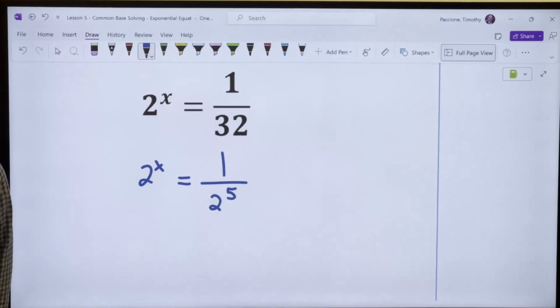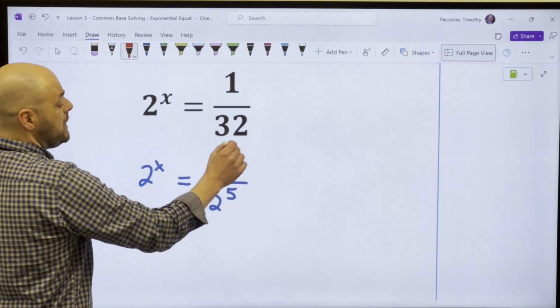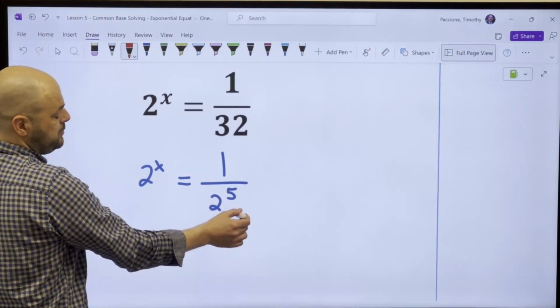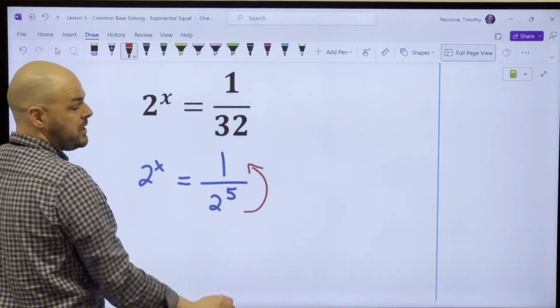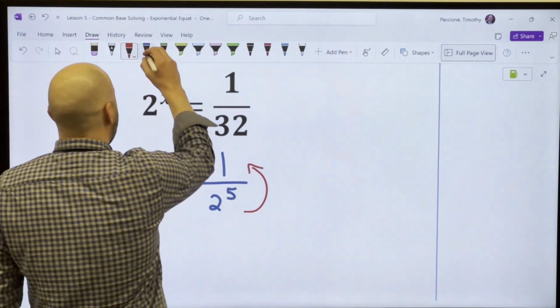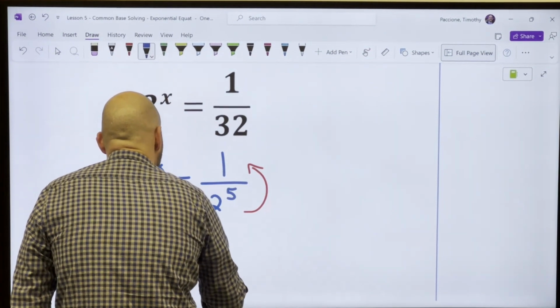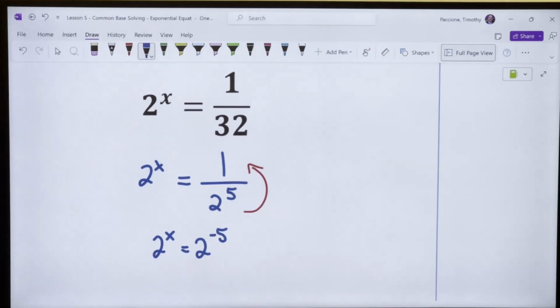Yeah, that was what we were doing before, but now we want common bases. Now I need them on the same floor. So think about it. If you were negative and you went downstairs to get positive, but your mom said, get back upstairs and clean your room. Go back upstairs and you're negative again, okay? You can go backwards, right? So now 2 to the x equals 2 to the negative 5 is totally a fair move here, right?